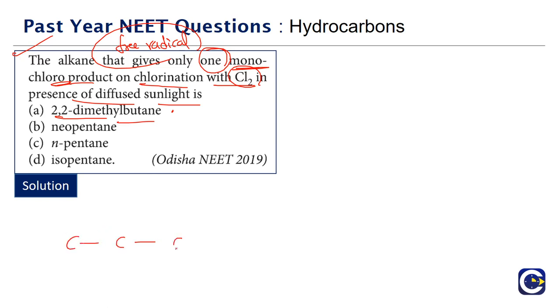Butane means we must have 4 carbons. 2,2 means in the second position we must have 2 methyl groups. This is the skeletal structure that I have written first, so we'll make it into the full structure. Here we'll have 2 hydrogens, here we'll have 3 hydrogens. This is the structure of 2,2-dimethylbutane.